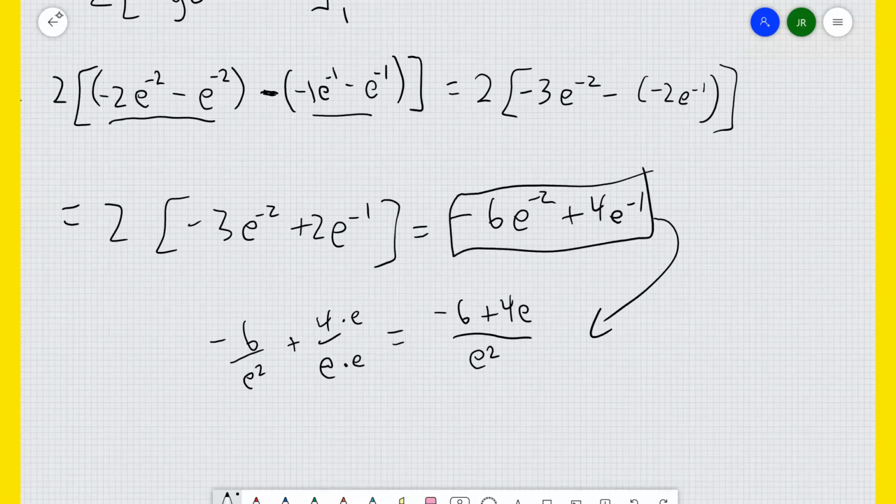So anyway, that at least shows you how to go about evaluating that. And we could obviously type this in our calculator and get a decimal approximation of this answer, or we may need to just leave it like this for an exact answer. So again, that shows you what to do.